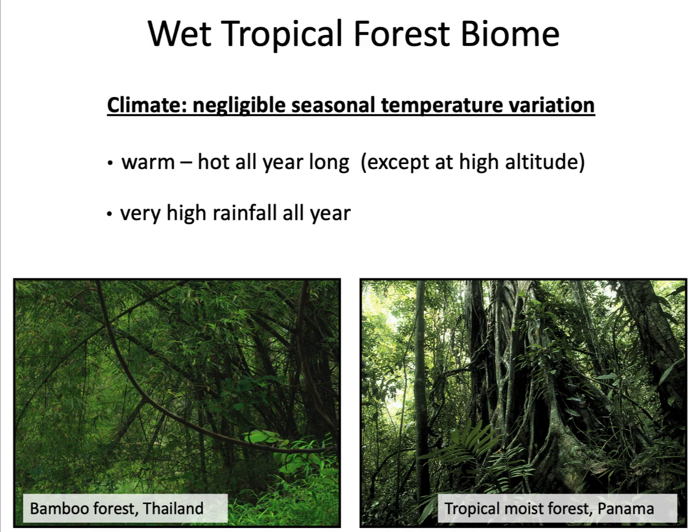Of course, the exception to this is at high altitude, because even at the equator, there are sometimes high mountain ranges, which, as you go up in elevation, you generally get colder. Also at the equator, we have very high rainfall all year long. We can see a picture of a bamboo forest in Thailand and a tropical wet forest in Panama.